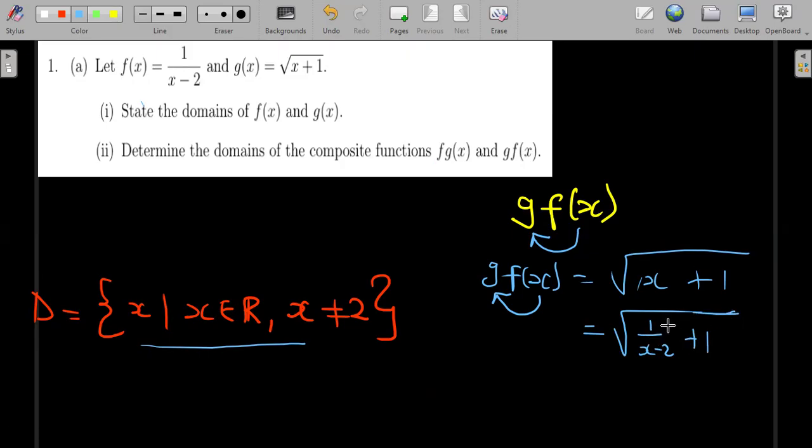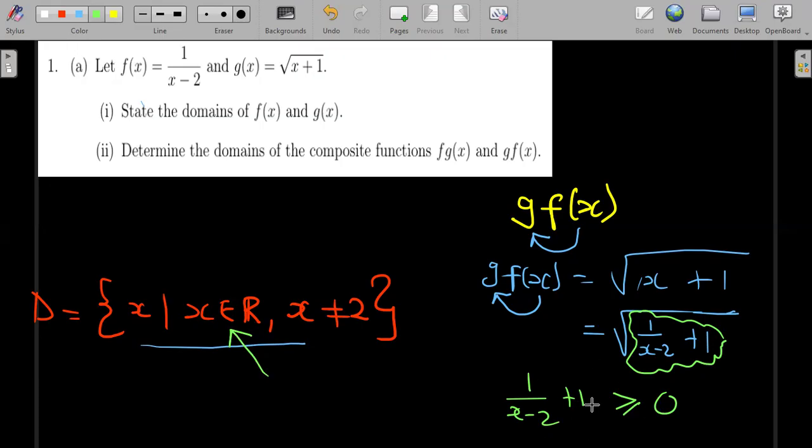And then from there, what am I going to do? For me to find the domain of this composite function, I just have to make sure that whatever I have under the root here should always be what? Non-negative. Non-negative means that 1 divided by x minus 2, plus 1, should always be greater than or equal to 0. The domain that we get from here, we're going to combine with the domain for the input function.